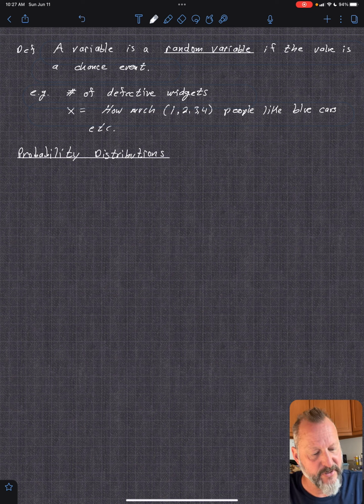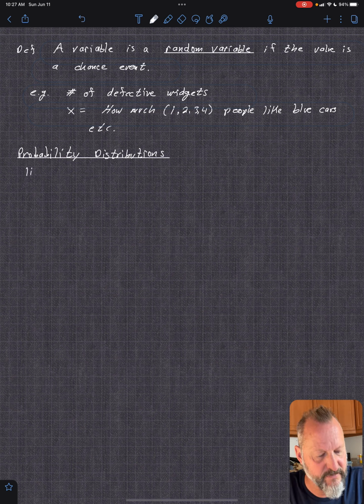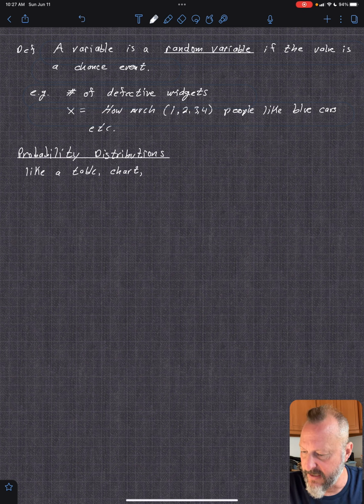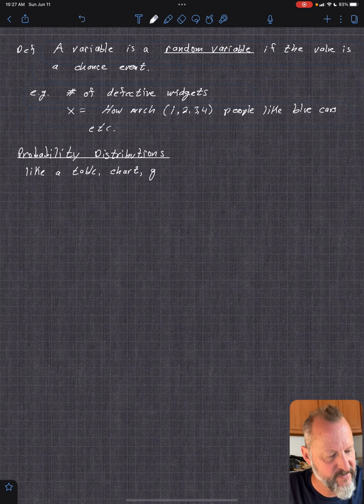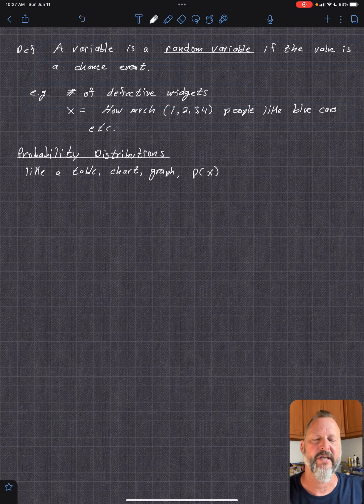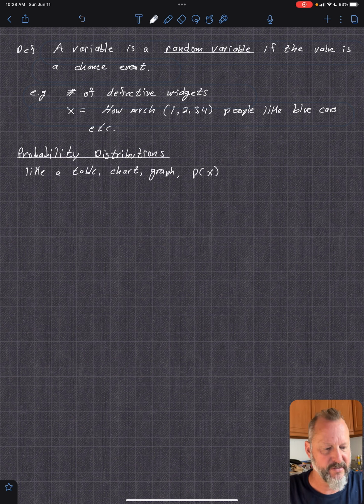Probability distributions, I'll just say like a table, chart, graph. And we call it P of X. So take our heads, tails, we end up with this chart. That's a probability distribution, right? That in and of itself is the sample space.